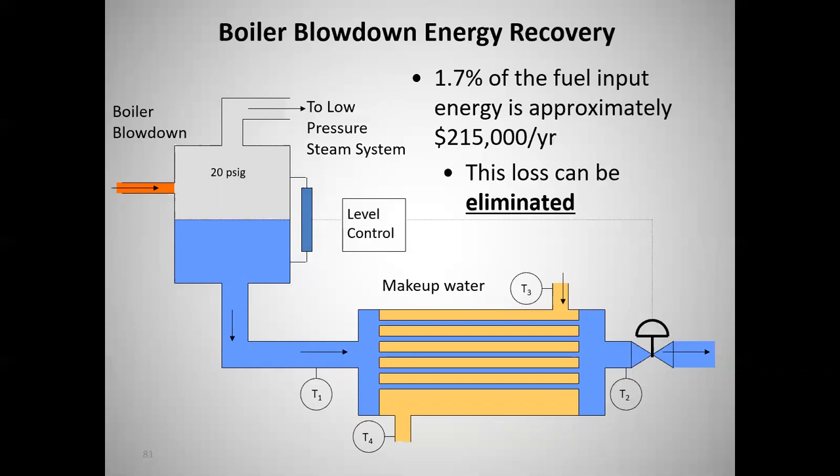So 1.7% of the fuel input energy is approximately $215,000 a year. And this loss can be eliminated by purchasing these two pieces of equipment. So this project, this is a good size system, would probably have less than a 1-year payback to invest in this equipment if they did not have it already.